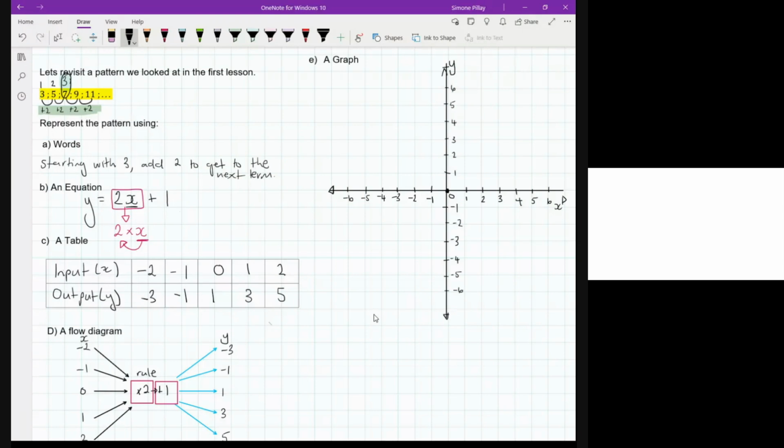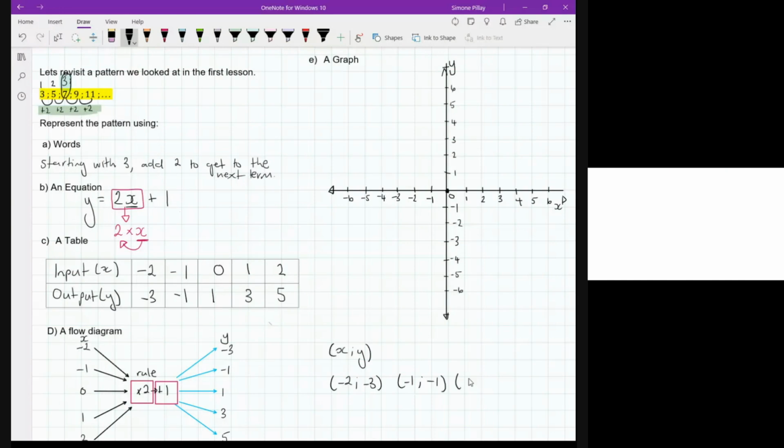Ma'am, we make our coordinates. Beautiful. Can you give me the first two coordinates? -2 and -3. And the next one? -1 and -1. Beautiful. Does somebody else want to give me the last two? Because I'll do the middle one.